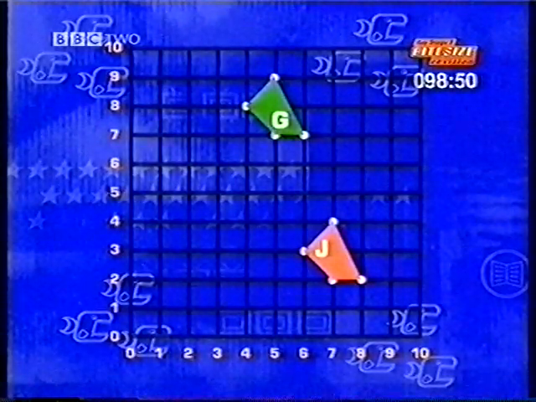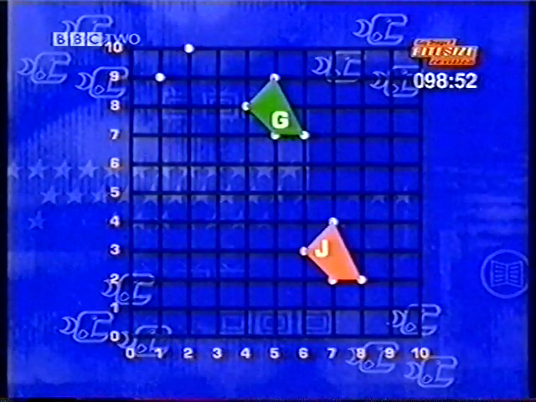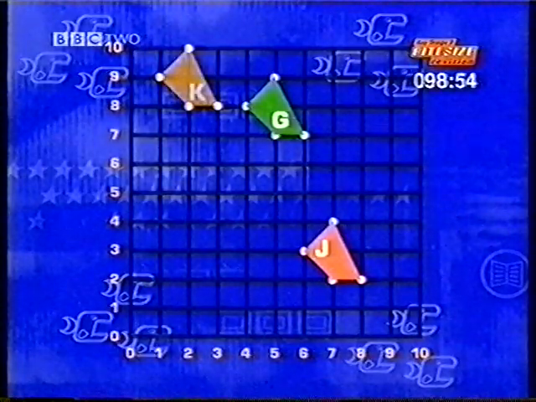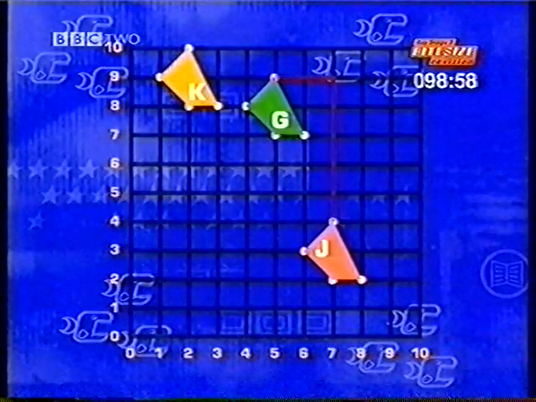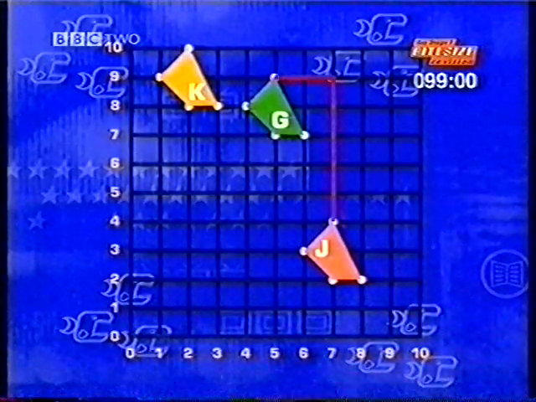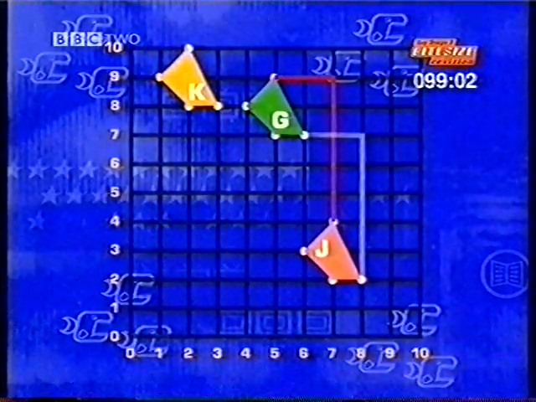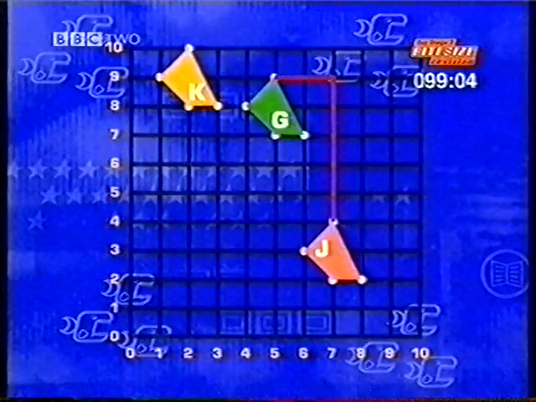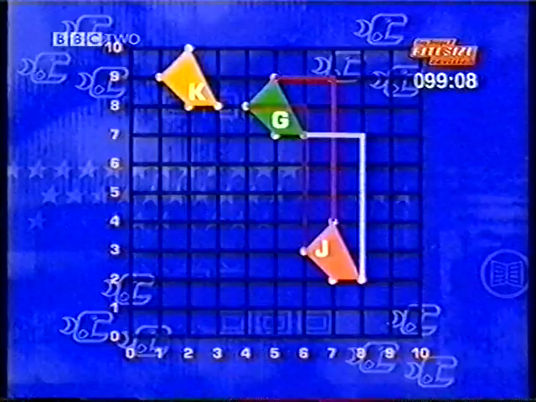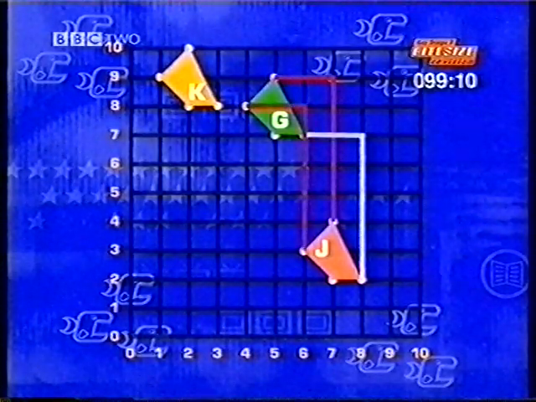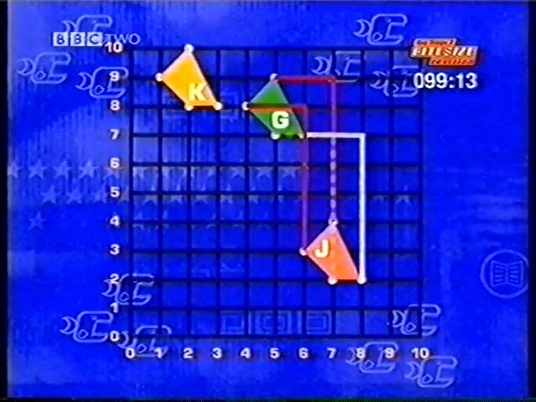On this graph, shape G has been translated to shape J. Suppose we want to find out how to translate shape G to shape K. Now on the grid, we're told that shape G has been translated to shape J. And we can see that by looking at each corner of shape G, that each one moves 2 squares right and 5 squares down to make the same corner of shape J.